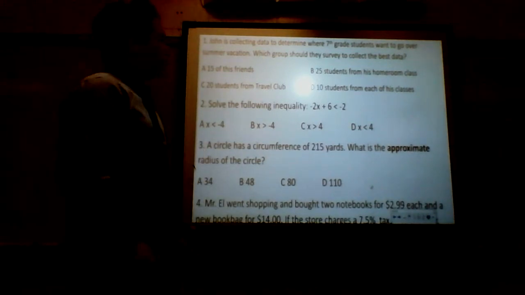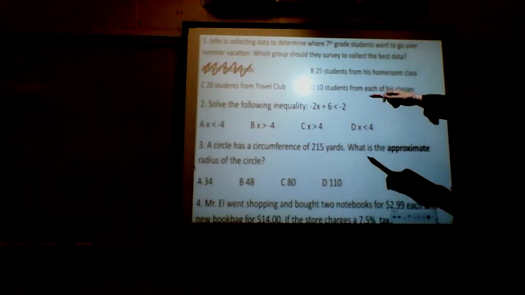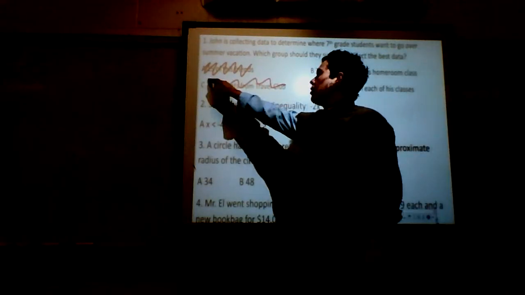Number 1, John is collecting data to determine where 7th grade students want to go over summer vacation. Which group should they survey to collect the best data? Okay, let's see, John. If John surveys 15 of his friends, they might all like the same thing. They might all be into sports. They might want to all go to ESPN World in New York City. If he asks 25 kids from his homeroom class, might be not a bad idea. If he has 20 students from travel club, though, they're probably going to want to travel far away.